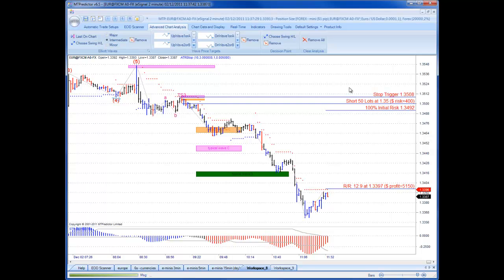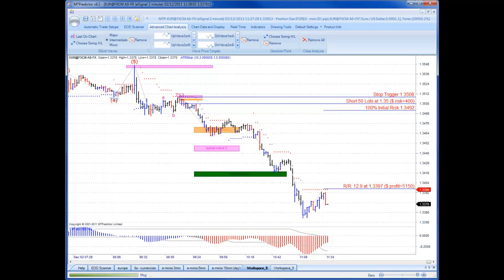Again, this is using our position sizing in the software to keep our initial risk small and under control, which in risk unit terms is, well, just over a 12R risk at the moment using the ATR stop. So a great example of the Holy Grail trade setup, or the MTPredictor Holy Grail trade setup, this time on a Forex chart, which was the euro against the US dollar.